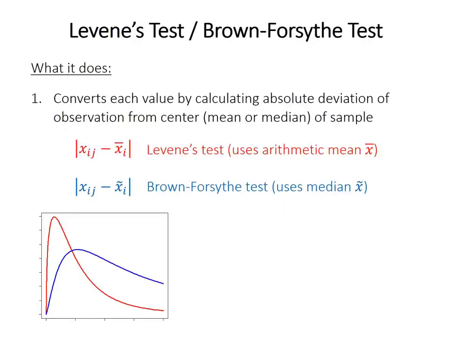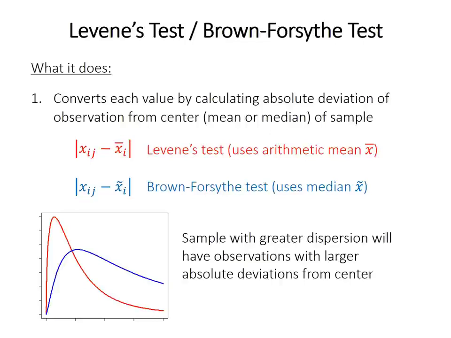So standard deviation or variance aren't particularly meaningful terms for non-normal data. So these tests instead calculate the absolute deviation of each data point from the center of its sample. Levene's test calculates the difference between each point and the mean, or often something called the trimmed mean, and the Brown-Forsyth test uses the median instead. So it looks at the absolute difference between every data point in that sample and the median of that sample. The reasoning behind this procedure is that samples with greater dispersion will have data points that are further away from the center, and therefore will have larger absolute deviations from the center.